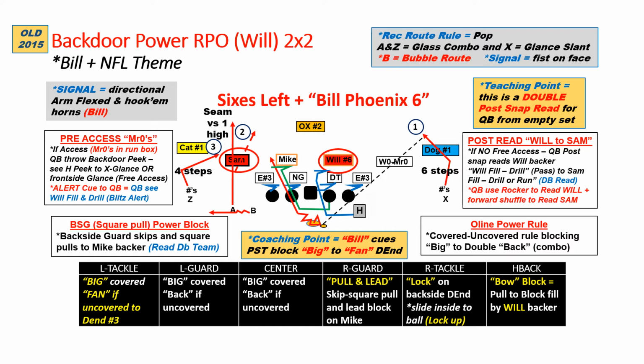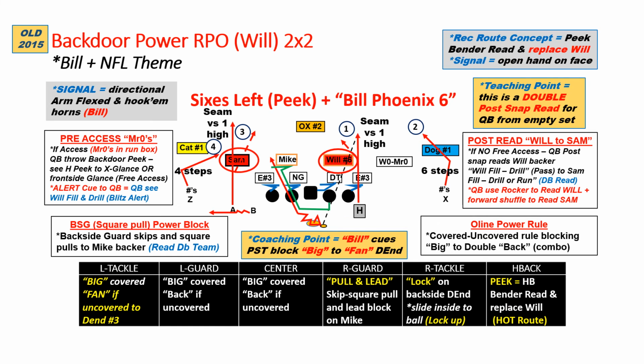If the will sits, then he goes into his controlled forward shuffle steps, and now the second read becomes the Sam backer. If the Sam sits, then he'll take off and run. If the Sam fills, now we can go 2, 3, 4, reading our pop route just like we have normally. Again, this is a little more complicated, but it's a great progression if you start running a lot of these no-back quarterback RPOs.